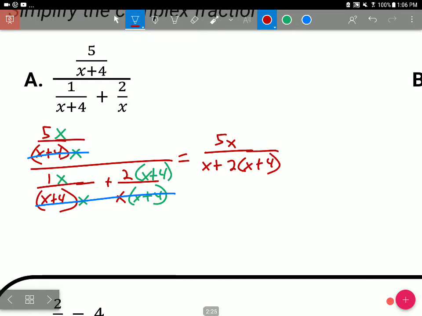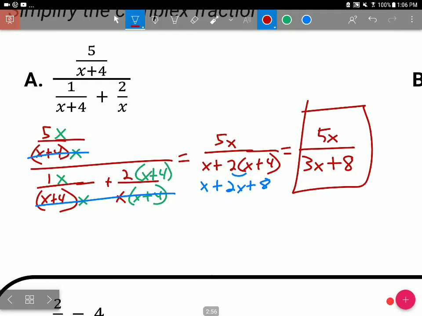And then from here, just multiply and combine and reduce if you can. So I'll distribute this guy. So I got x. What's 2 times x? 2x. What's 2 times 4? 8. I just multiplied out the bottom. 5x. How many x's are on bottom? 3. So 3x plus what? 8. Can I factor the top or the bottom at all? No. Divide anything out? Okay.